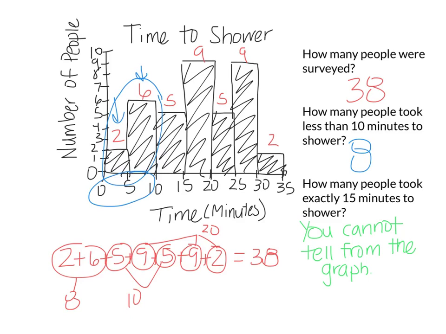Then how many people took exactly 15 minutes to shower? Well, like we said earlier, you cannot tell exact amounts on a histogram. So we don't know exactly how many people took exactly 15 minutes to shower. So you would say you cannot tell from the graph.